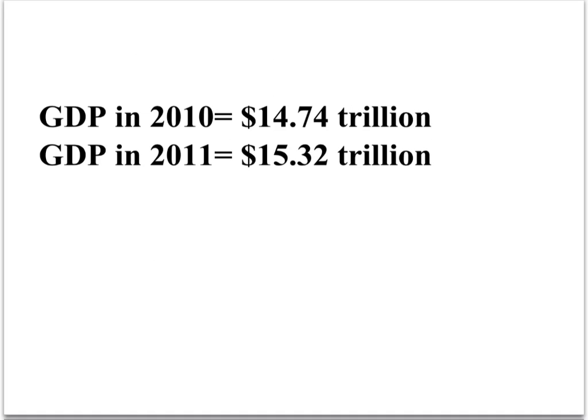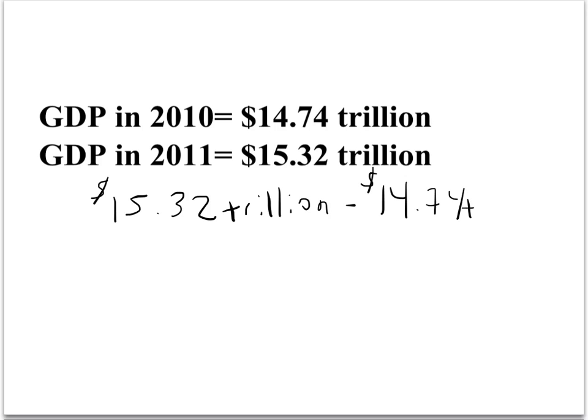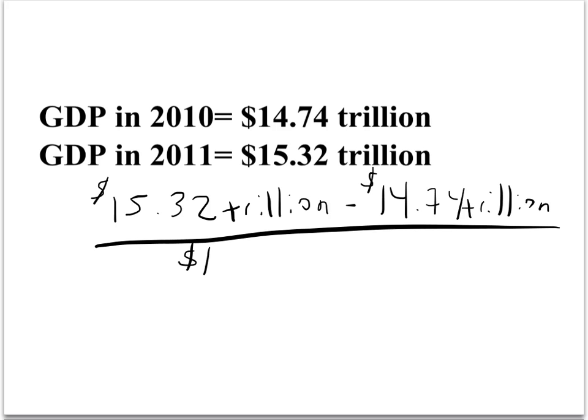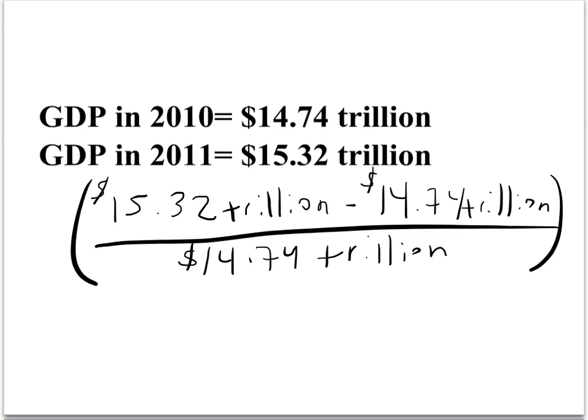So, given these two numbers, what we're going to do is have 15.32 trillion minus 14.74 trillion over the old one, 14.74 trillion. And when we're all done, we're going to multiply this times 100.